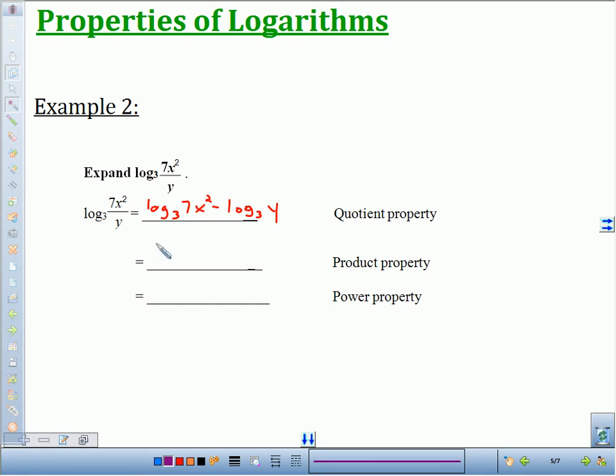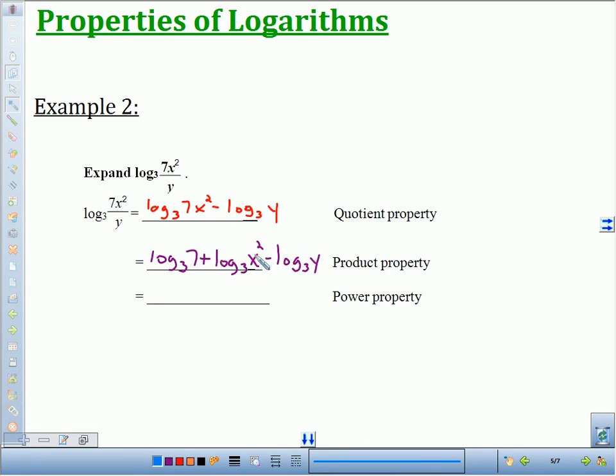So using the product property, I can split 7 times x squared into log base 3 of 7 plus log base 3 of x squared minus log base 3 of y. Notice the log base 3 of y didn't leave. It's still there. Now I have log base 3 of 7. I can't do anything with that. I have log base 3 of y. I can't do anything with that.